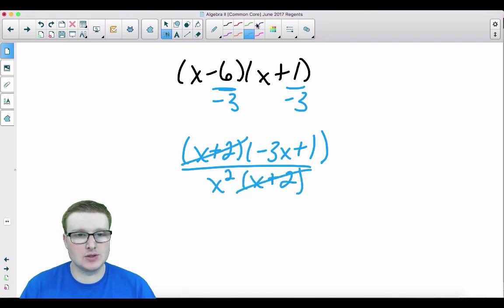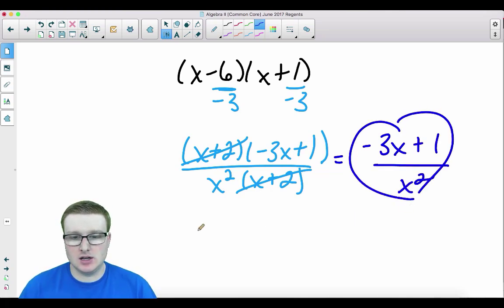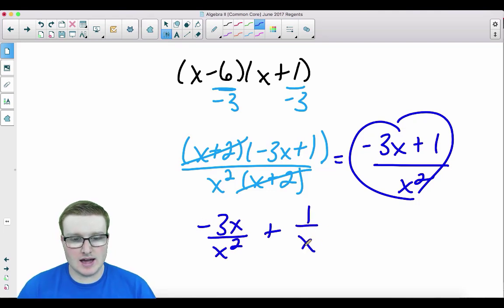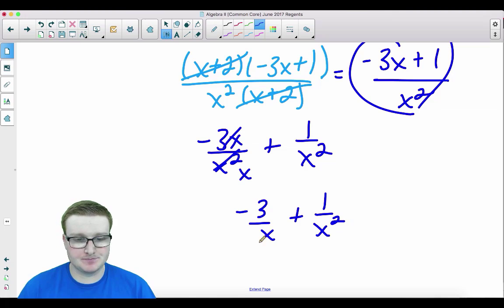We cancel those, and we get negative 3x plus 1 over x squared. I heart division, so we get negative 3x over x squared plus 1 over x squared. I'm going to simplify this. We get x on the bottom. We get negative 3 over x plus 1 over x squared.